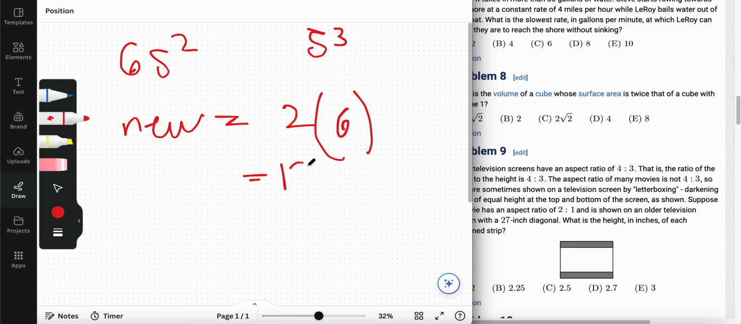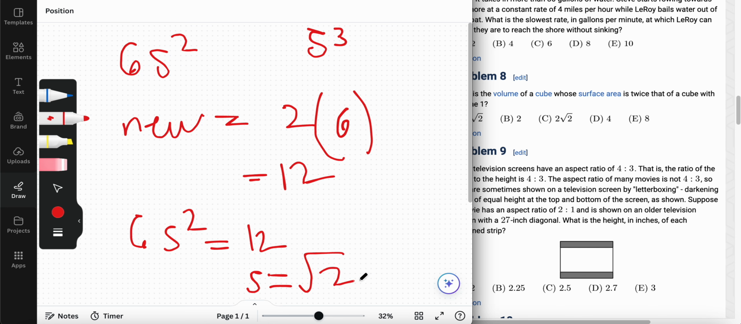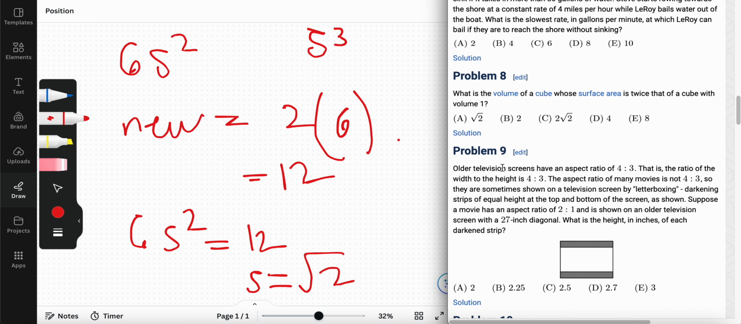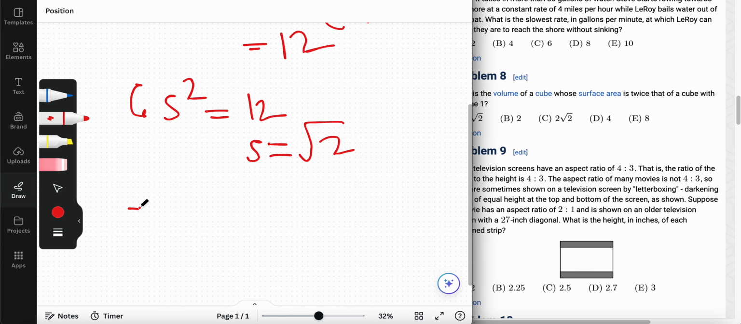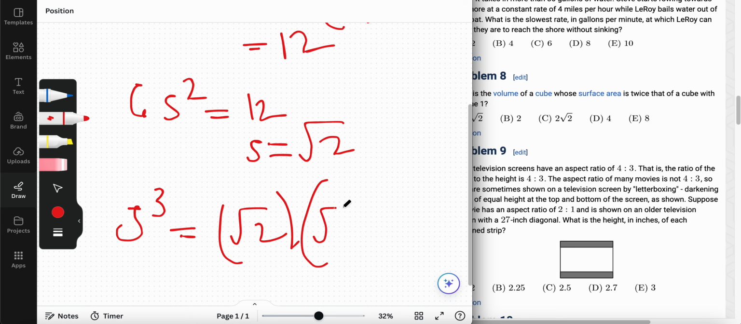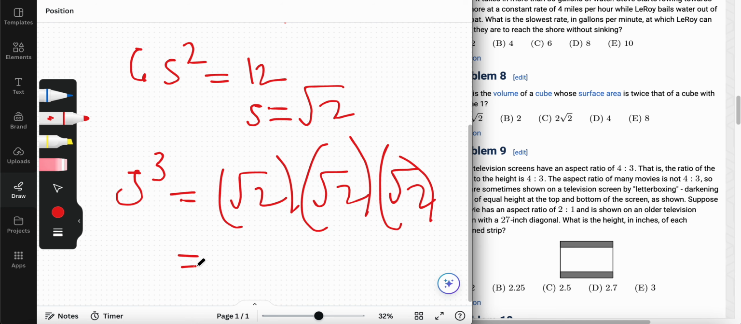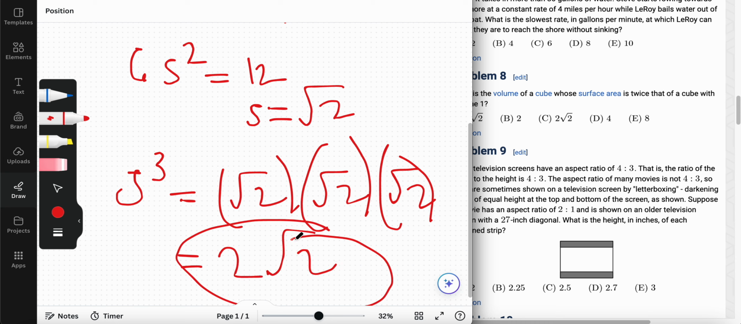So that means this is 12. We'll let 6s squared equal 12. S is going to be the square root of 2. That's the side length of this cube that we're trying to find the volume of. And to find the volume is just s cubed. So that is just square root 2 times square root 2 times square root 2, which is 2 root 2, because square root 2 times square root 2 is just 2, and then the square root 2 is here. So I just get 2 root 2, which is C. My final answer is C.